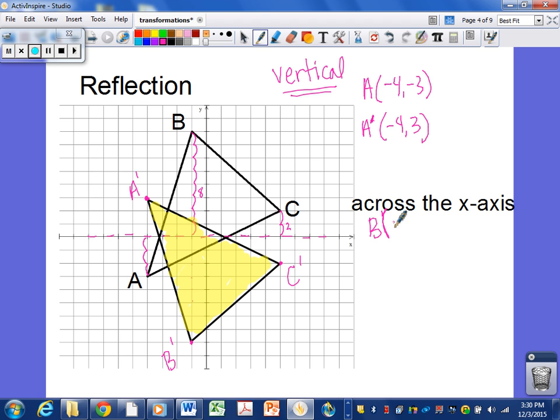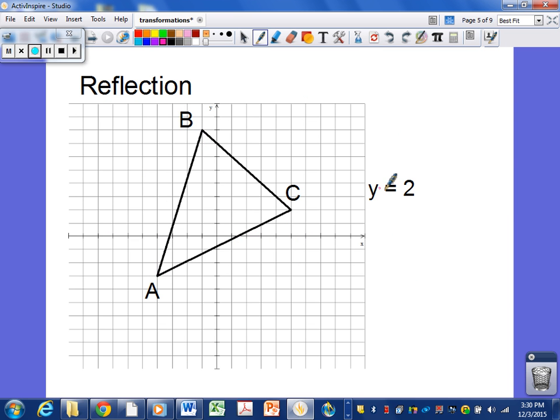B is at the points -1, 8. B prime ended up at -1, -8. And you can verify the same thing here for C and C prime. 5, 2 and 5, -2 are the 2 points. So here we have y equals 2. This is another horizontal line through the point +2. So once again, we're going to have a vertical reflection. So every point on top is going to end up on the bottom. Every point on the bottom is going to end up on the top.